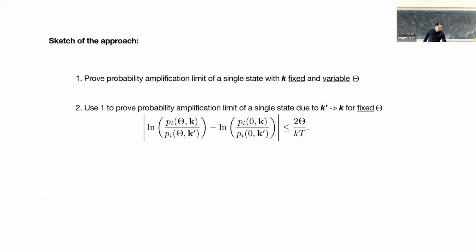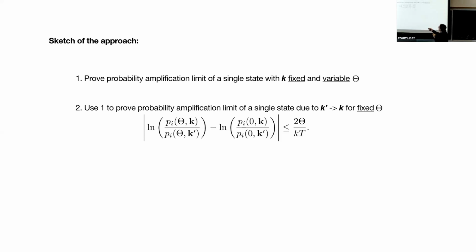Okay, so the second thing. Now that we have that, we can prove the first thing that we ultimately care about: I fix my theta and I go from some k prime to some other k. Let's say I'm initially at equilibrium. When I go from k prime to k, I have this amplification.